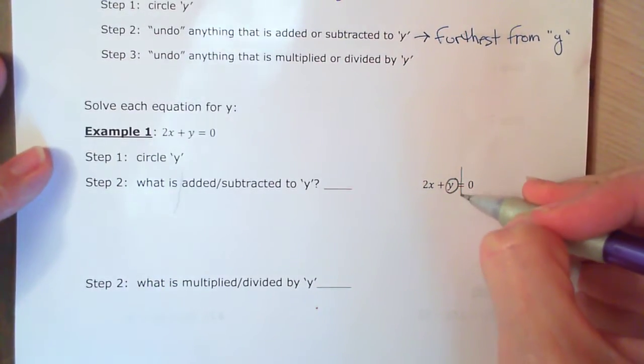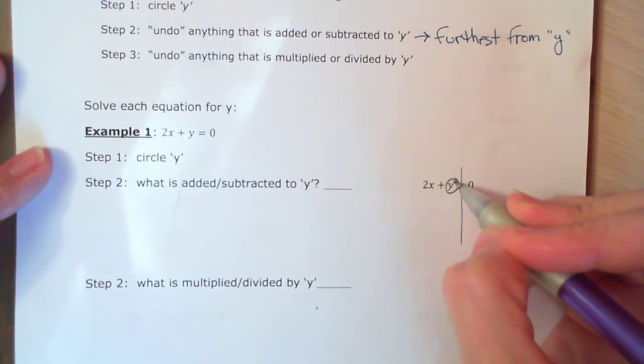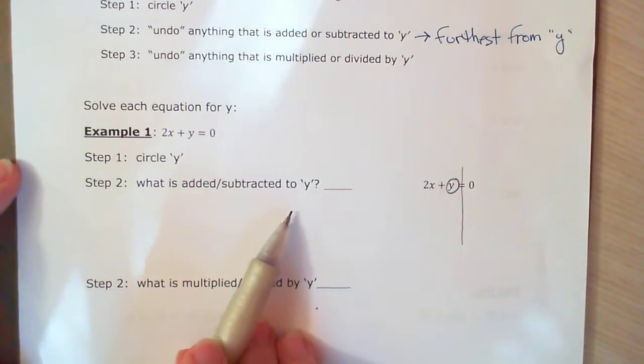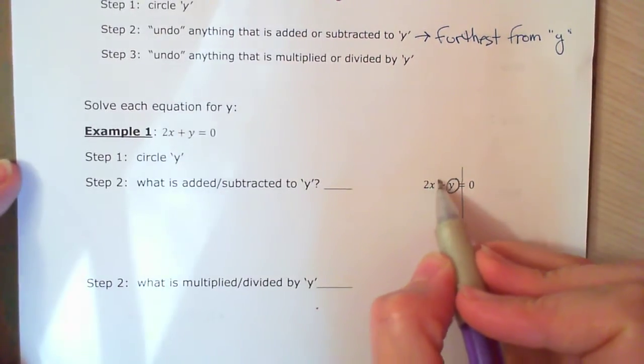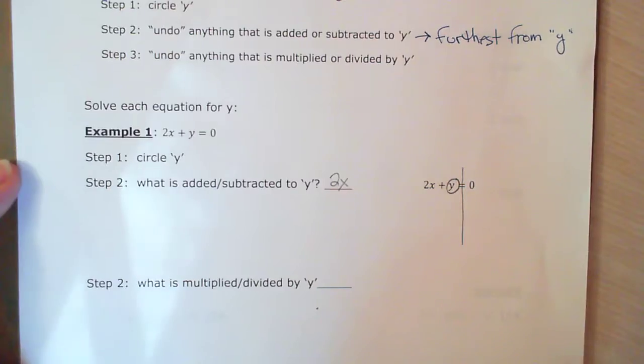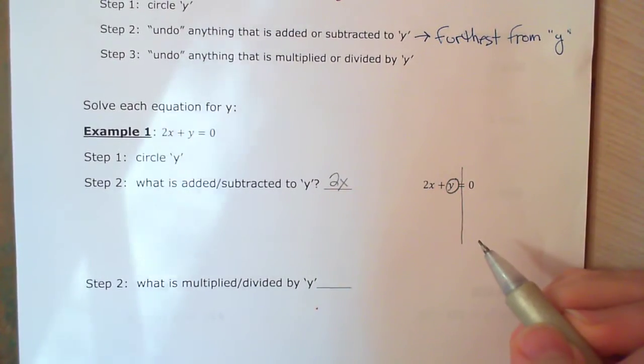I like to think of the equal sign as a wall. So anything on this side of the wall with the y, I want to jump over the wall. So this first thing says, what is added or subtracted to y? So I have 2x plus y. So that would be 2x. Notice it's also the furthest from y.